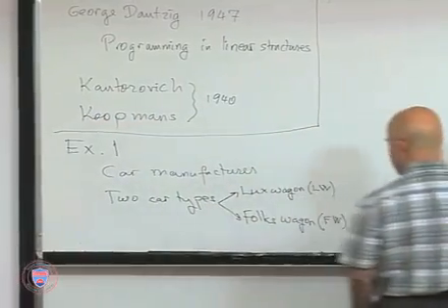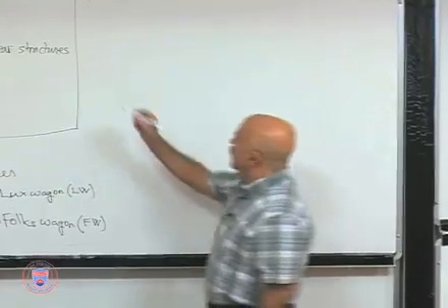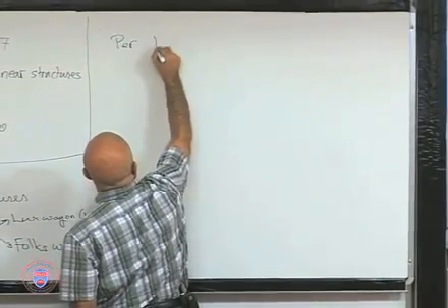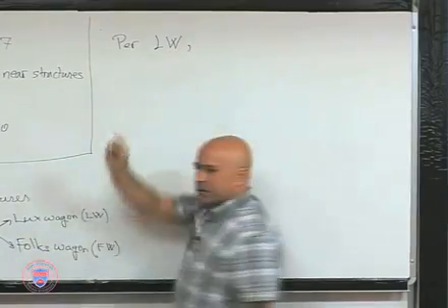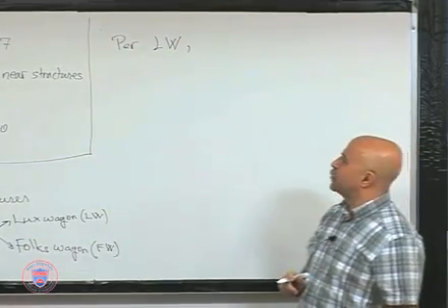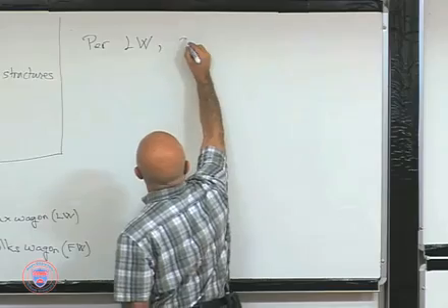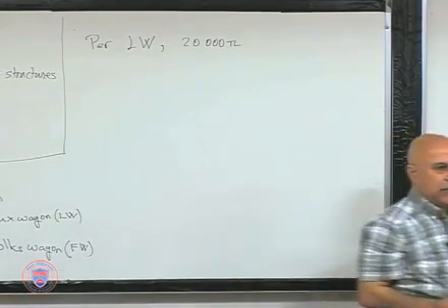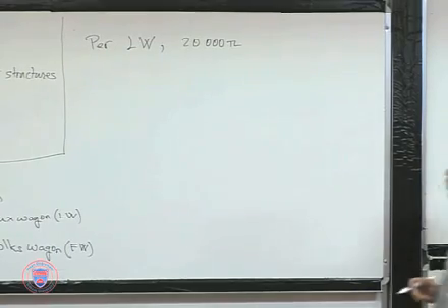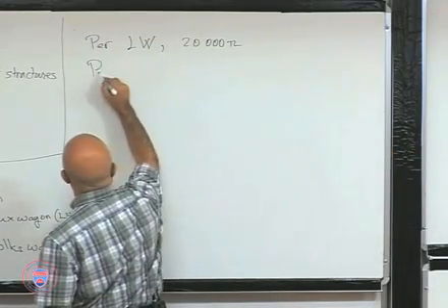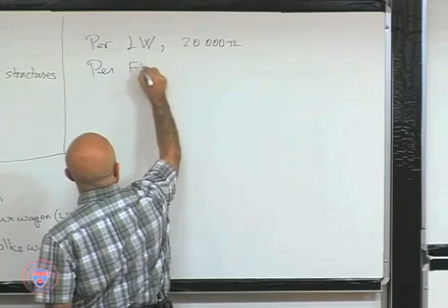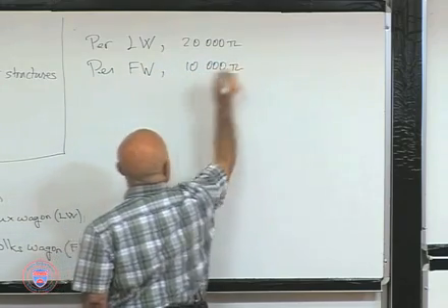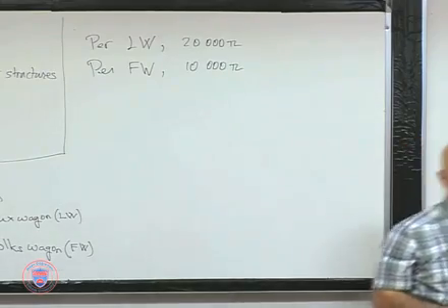Now it turns out that per Lux wagon, you can sell it to people at a profit of, say, 20,000 Turkish liras, okay, per Lux wagon. Again, per Volkswagen, you can sell it at a profit of 10,000 Turkish liras per car.